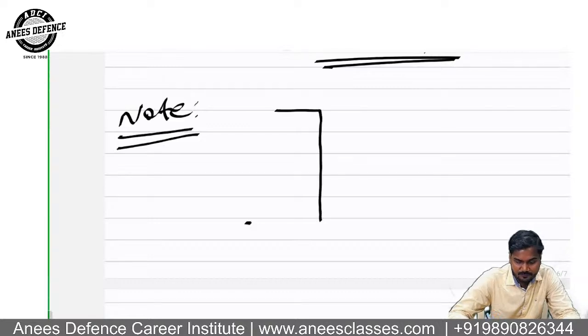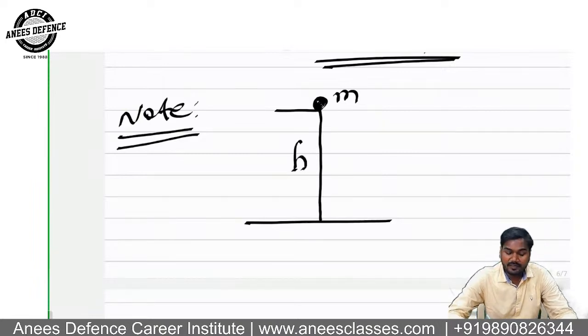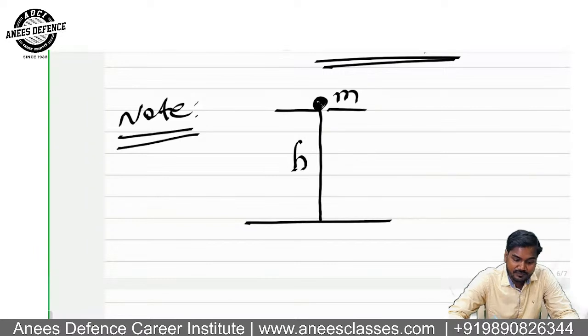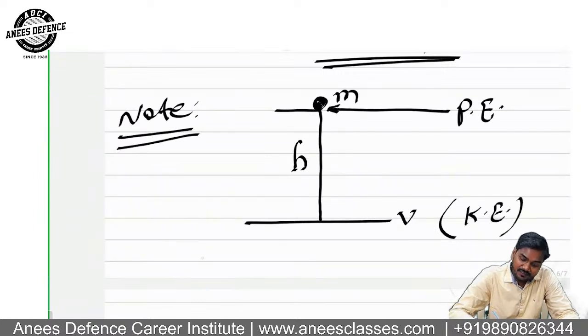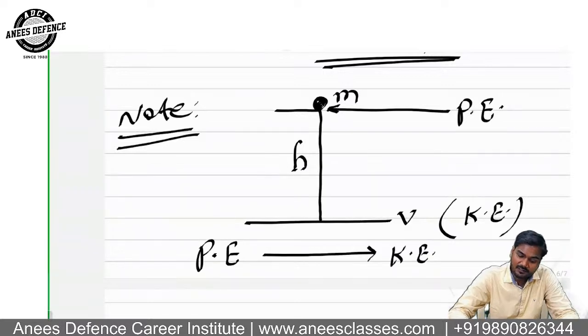ऐसा भी क्वेश्चन आ सकता है कि one object having mass m and that object is at height h. That object has which energy? Potential energy. When that object will fall, then during striking the ground, the object has velocity v, so at that time the object has kinetic energy, means you can say potential energy is converted into kinetic energy.